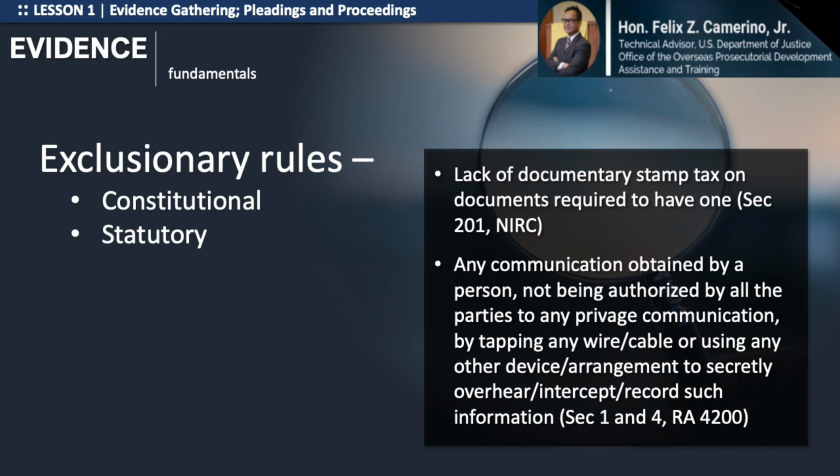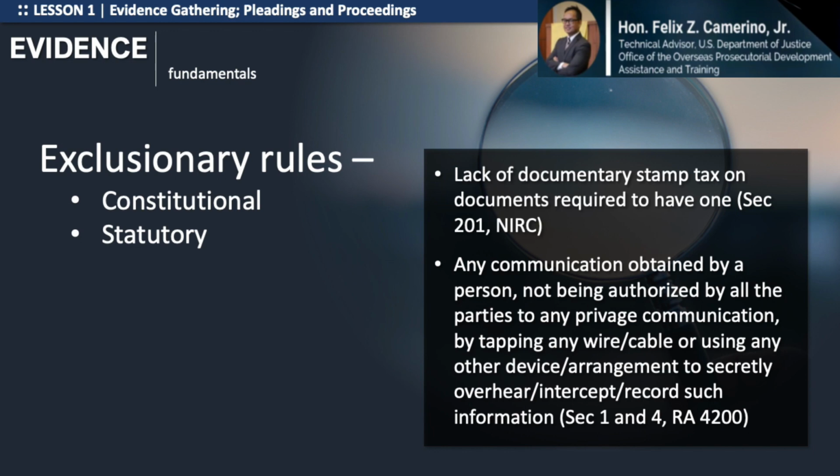Okay, lack of documentary stamp. So this one is referring to a taxation law, the National Internal Revenue Code. What it basically says is that for evidence where such evidence must have a documentary stamp, for as long as it doesn't have that documentary stamp, it cannot be used as evidence. It's inadmissible. Okay, it's curable though. When you, as the person who wants to present that as evidence, and it's your document, get the documentary stamp, then it becomes admissible. So it's curable in that sense.